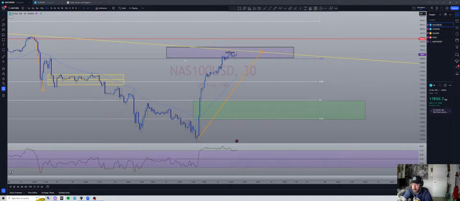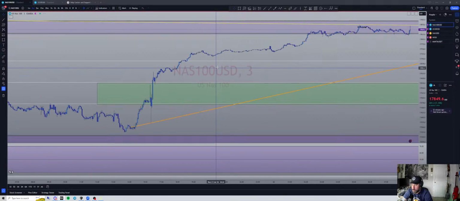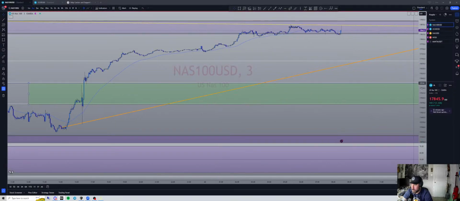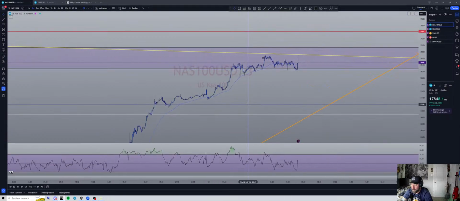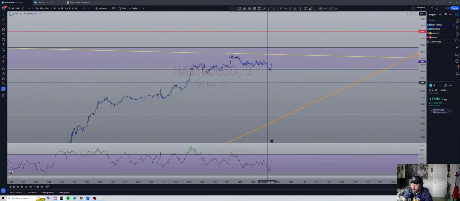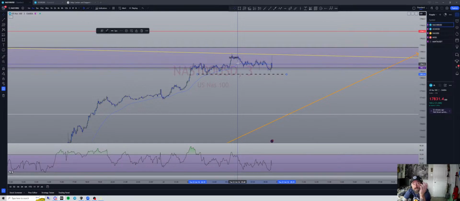Let's see what the smaller time frames look like. I'm really interested in the NASDAQ. So the 3-minute, right? We haven't really had a break of structure. I kind of want to see this as the break of structure right here. So we really haven't seen a clean break. I cannot believe this is so boring. News is in 15 minutes.